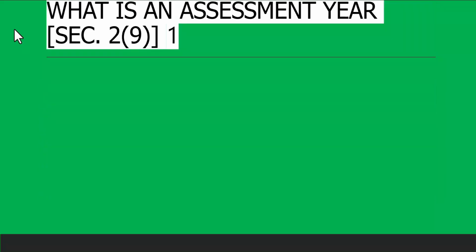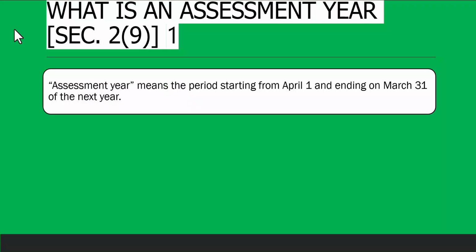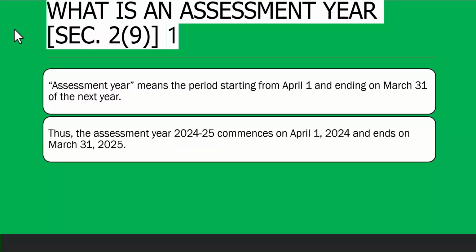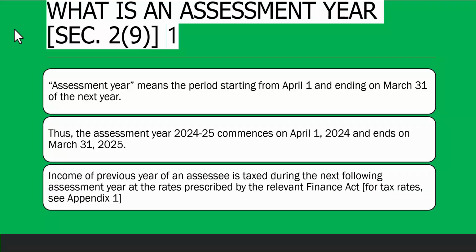So first is what is an assessment year, which is given under section 2. What is an assessment year? Assessment year means the period starting from April 1 and ending on March 31st of the next year. Thus, the assessment year 2024-25 commences on April 1, 2024 and ends on March 31, 2025.